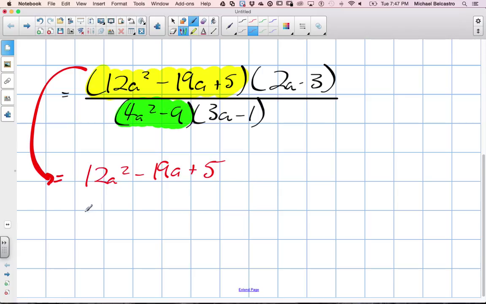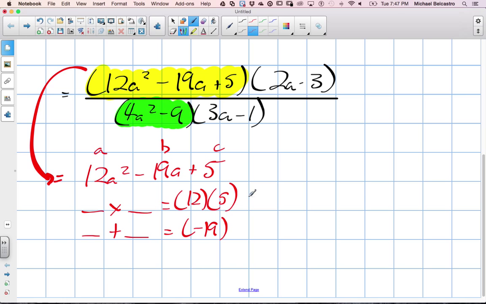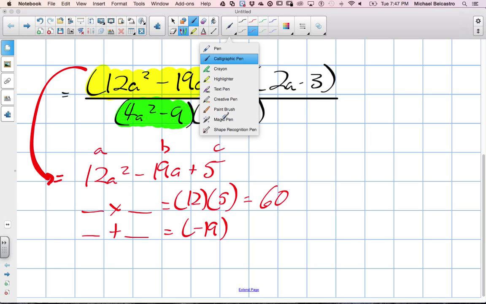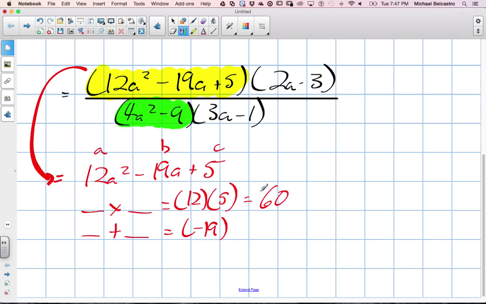But essentially what you're looking for is two numbers that multiply to the a and c term, in other words, whatever 12 times 5 is. And those same two numbers need to add up to our b term, which happens to be negative 19. 12 times 5 is going to be 60. So two numbers that multiply to 60 and add to negative 19. We've got to think of our factors of 60.